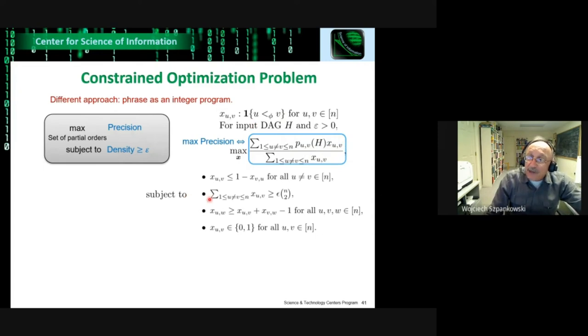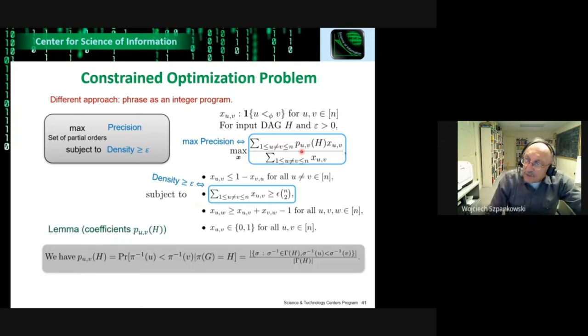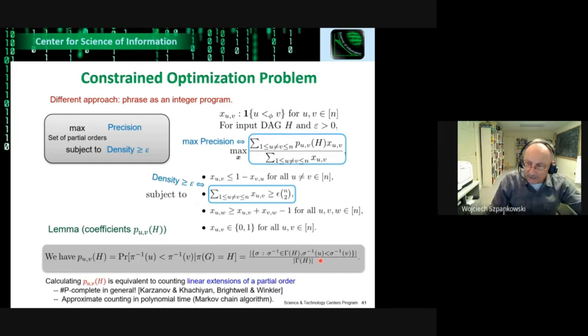But of course, this X_UV has some properties. The most important is this one. This is basically that density must be greater than epsilon. So the number of pairs that my partial order considers is at least epsilon of all, plus some other constraints. I'm going to ignore it because time is running out. The problem is how to compute this probability, the probability that U really arrives before V in the original graph for a given graph. It turns out we can compute it some other way, but the problem is difficult.